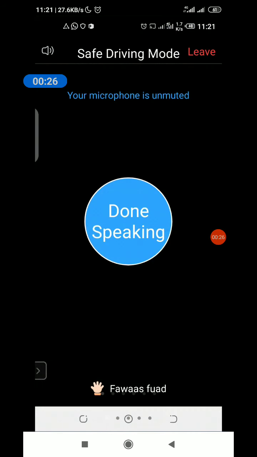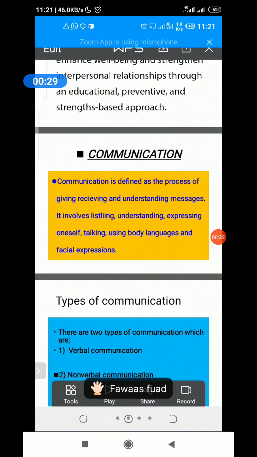Now, communication is defined as the process of giving, receiving, and understanding messages. It involves listening, understanding, expressing oneself, talking, using body language, and facial expression. What is this definition trying to tell us? It means that when you pass a message, it's the process of giving or receiving a message. When you talk to someone, when you react to something that someone has done, you can communicate in various ways.